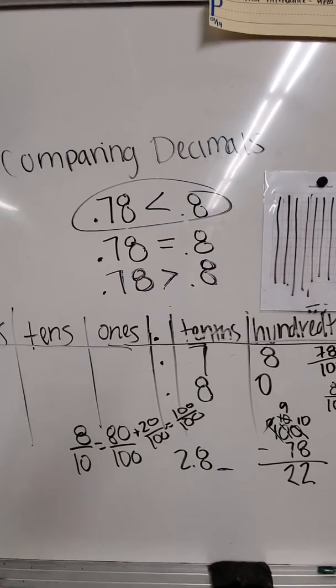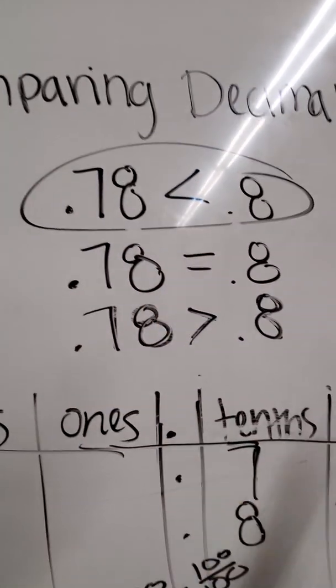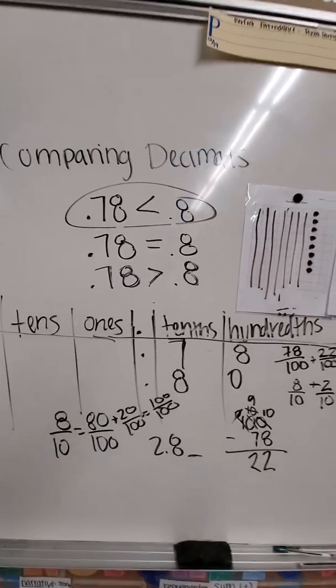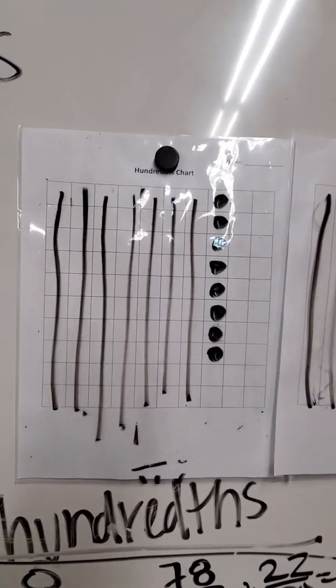Don't let that place value trick you, okay? The hundredths is smaller. As we go this way, it gets smaller. It does not get larger. Keep in mind this hundredths chart. Use this as a resource.